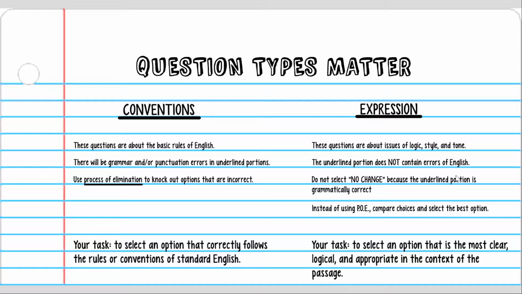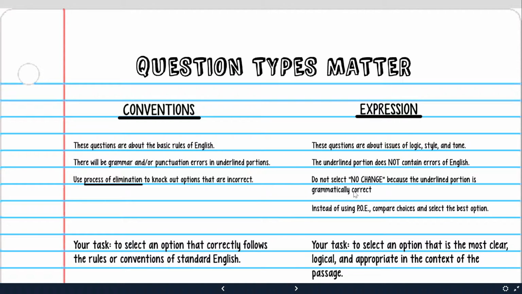There will be grammar and/or punctuation errors in underlined portions. Use process of elimination to knock out options that are incorrect. Expression. These questions are about issues of logic, style, and tone. The underlined portion does not contain errors of English. Do not select no change because the underlined portion is grammatically correct. Instead of using process of elimination, compare choices and select the best option, right?